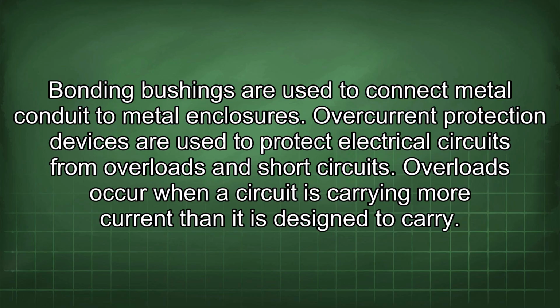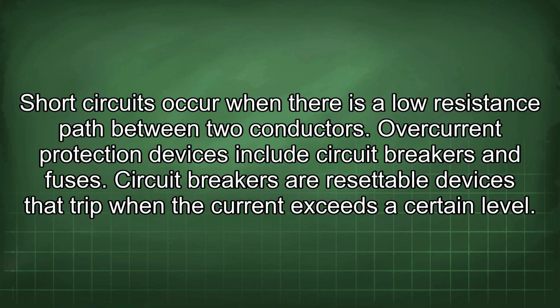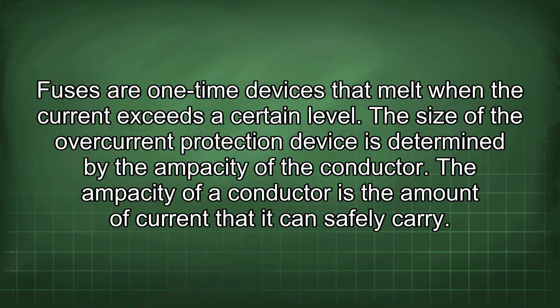Overcurrent protection devices are used to protect electrical circuits from overloads and short circuits. Overloads occur when a circuit is carrying more current than it is designed to carry. Short circuits occur when there is a low resistance path between two conductors. Overcurrent protection devices include circuit breakers and fuses. Circuit breakers are resettable devices that trip when the current exceeds a certain level. Fuses are one-time devices that melt when the current exceeds a certain level.